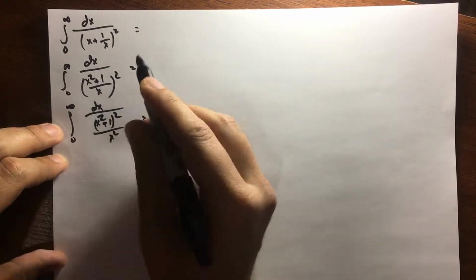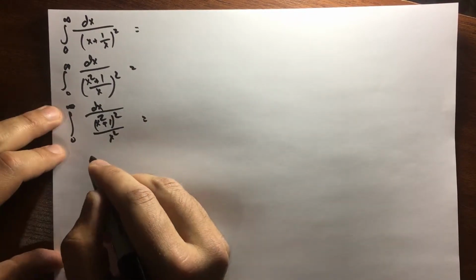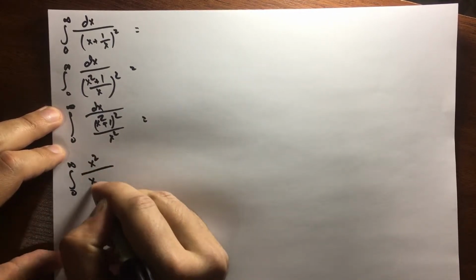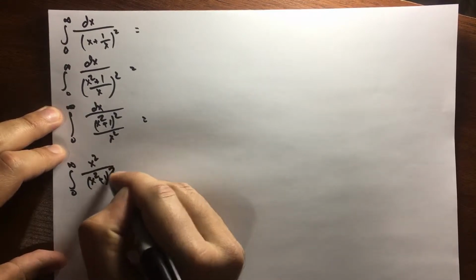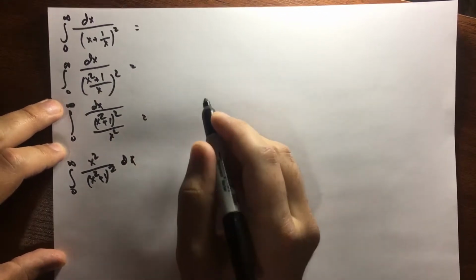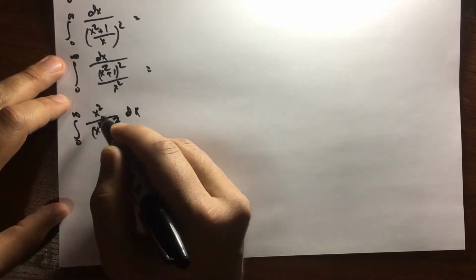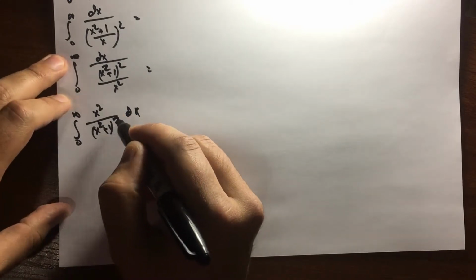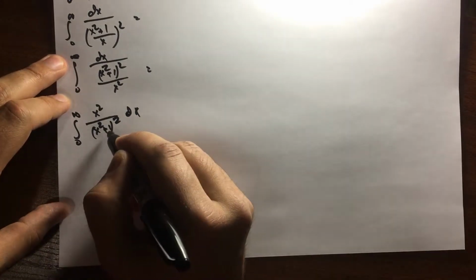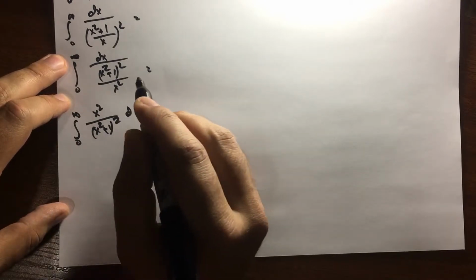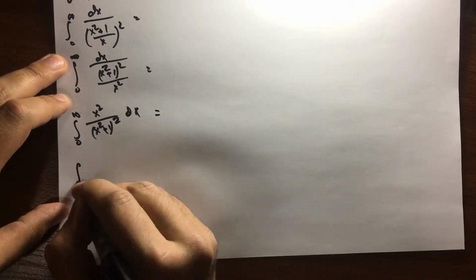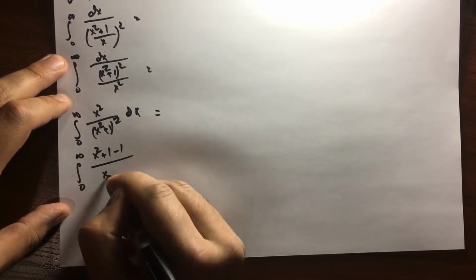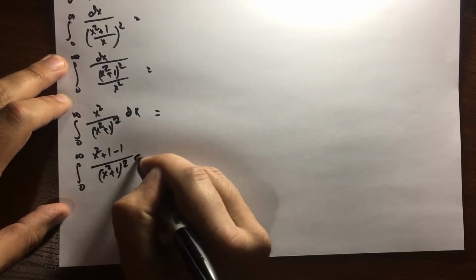Now dx over (x squared plus 1) squared over x squared equals the integral from 0 to infinity of x squared over (x squared plus 1) all squared dx. Now notice that if we add 1 to x squared in the numerator, we can cancel it with this square of x squared plus 1. But if we add 1, we have to subtract 1 also. So we can do the following. From 0 to infinity, we have (x squared plus 1 minus 1) over (x squared plus 1) all squared dx.